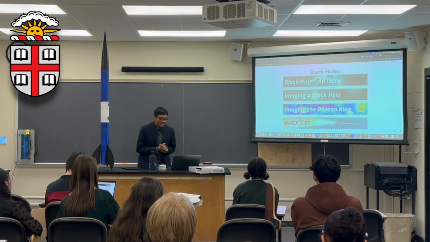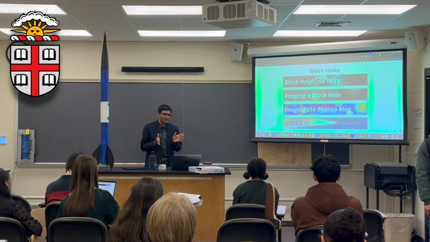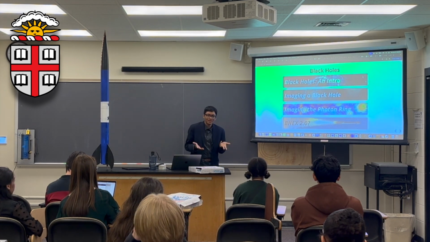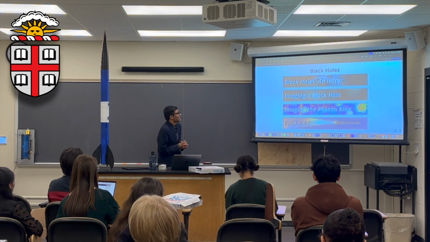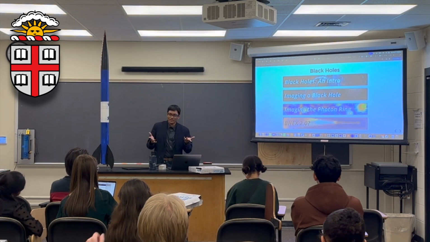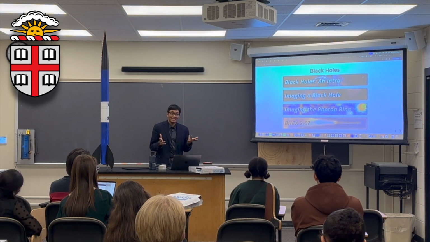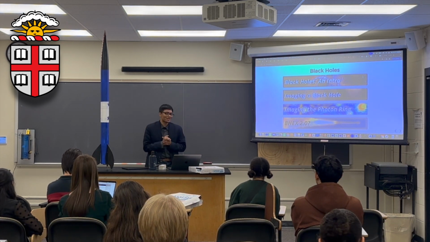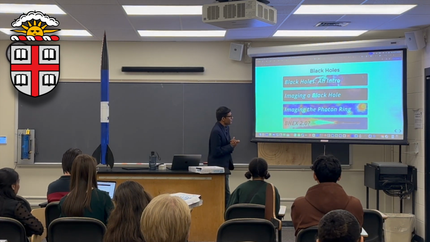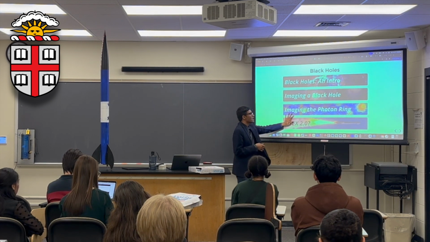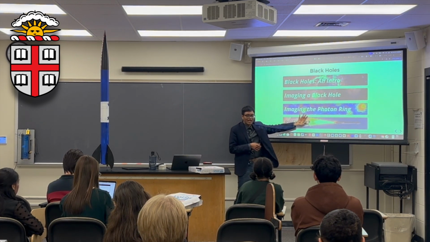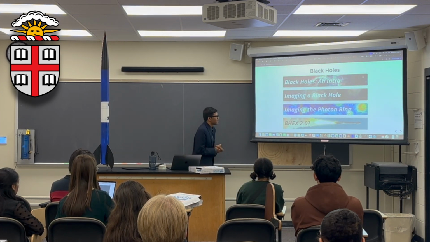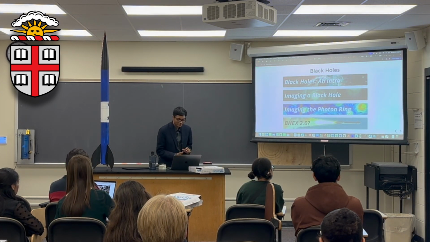So this presentation is broken into 4 sections. First, I'm going to talk about what a black hole is, for the unacquainted. And then I'm going to talk about how to take a picture of a black hole, which is easier than you might think. All you have to do is take your phone and snap a picture. And then I'll talk about how to image the photon ring of a black hole. And lastly, we'll talk about how Brown fits in here. So let's get into it.